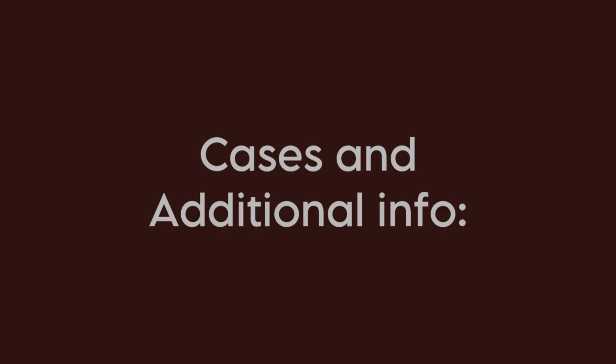Cases and additional info. Case as example: consider historical labor laws. In the early stages of industrialization, some argued that laws limiting working hours or conditions in mines or factories were wrong. They believed workers should have the freedom to choose the conditions they accepted or rejected.